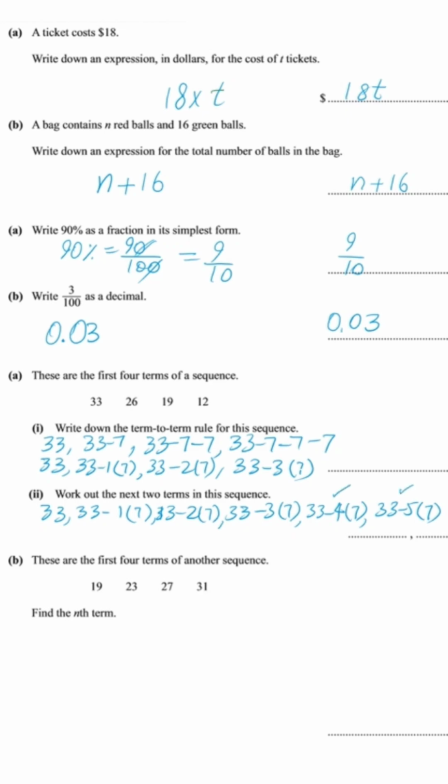So 33 minus 28 is 5 and 33 minus 35 is minus 2. So we can see that this is 33, this is 26, which is 33 minus 7, 19, 33 minus 21 is 12, 33 minus 28 is 5, 33 minus 35 is minus 2. So these 2 are the next 2 terms of the sequence.